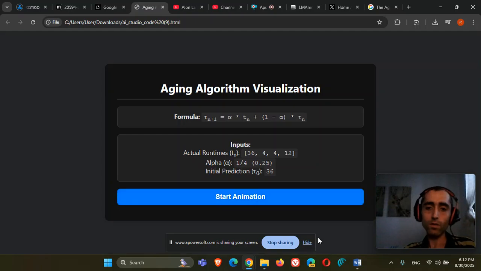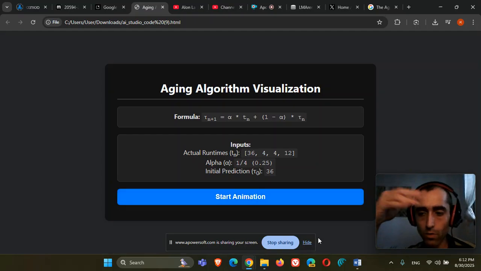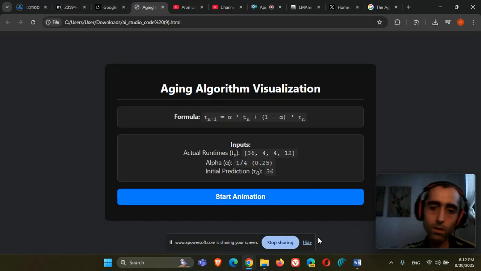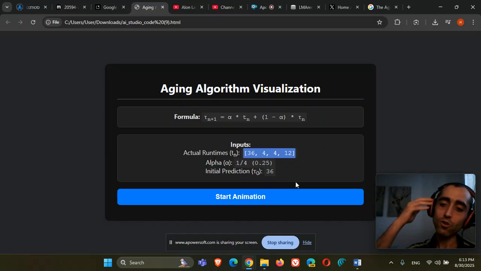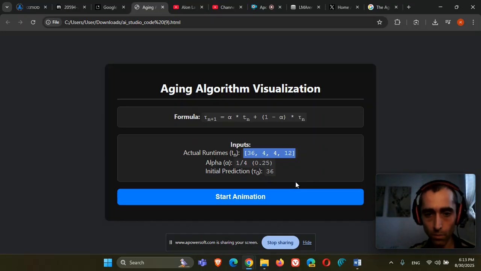Okay, so let's walk through the aging algorithm for predicting the CPU burst time of the next run. It is based on history. We have some actual runtime for processes on the CPU. In this sequence, we have alpha, which is the aging factor, how much we are factoring it into the formula. And we have an initial prediction. We started with this, and then we got those results. Now the question is, what is the prediction for the next burst time for the CPU?